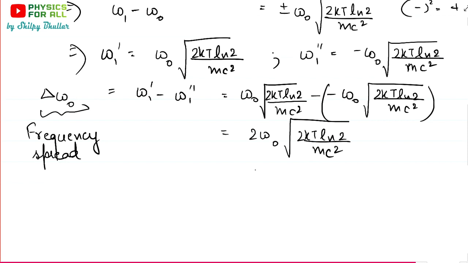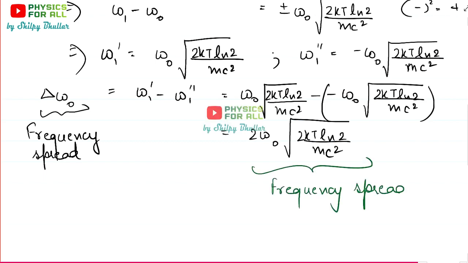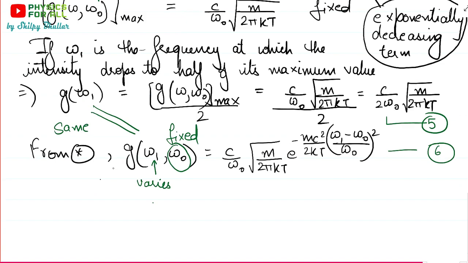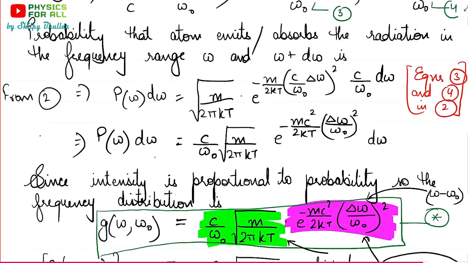So this is the frequency spread due to Doppler broadening. Let's substitute whatever we have obtained back in g omega omega naught, because we want to know our final frequency distribution for the line shape function g omega omega naught. For that we need to see what the expression for g omega omega naught was, and that was this one.